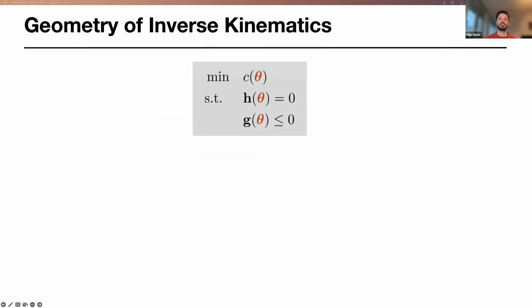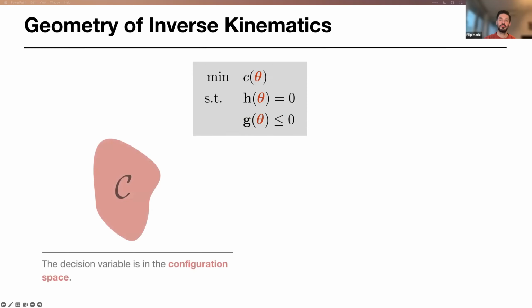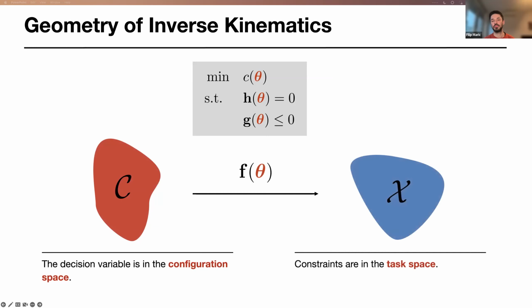However, we can consider why this optimization problem can become difficult by noting that the decision variable itself is the configuration, and it lies in the configuration space. While most common constraints, such as those enforcing a specific end effector pose or obstacle avoidance, lie in the task space.